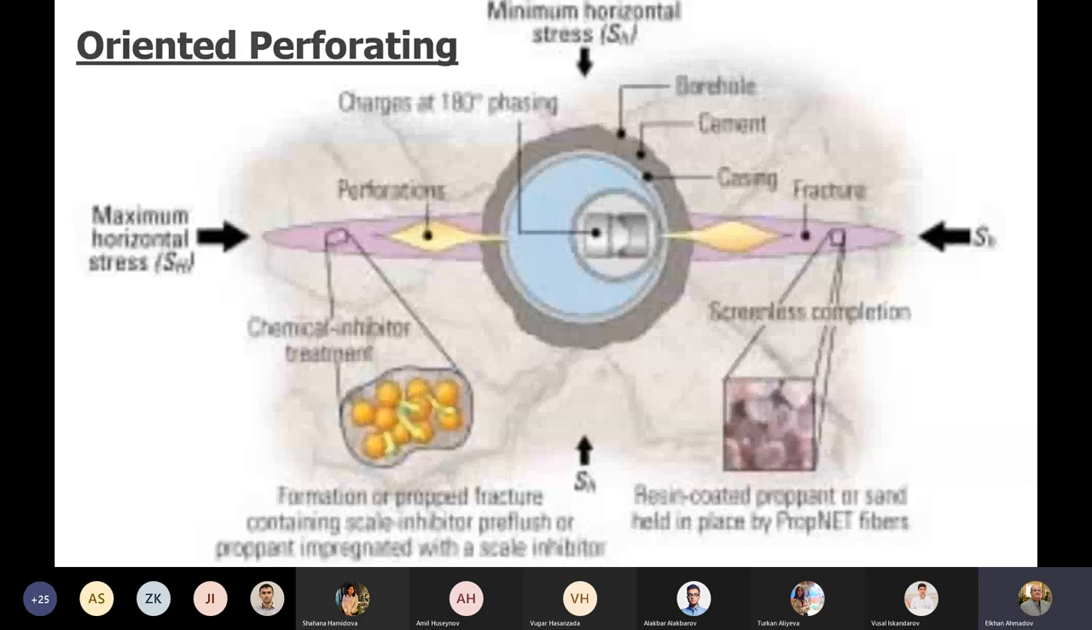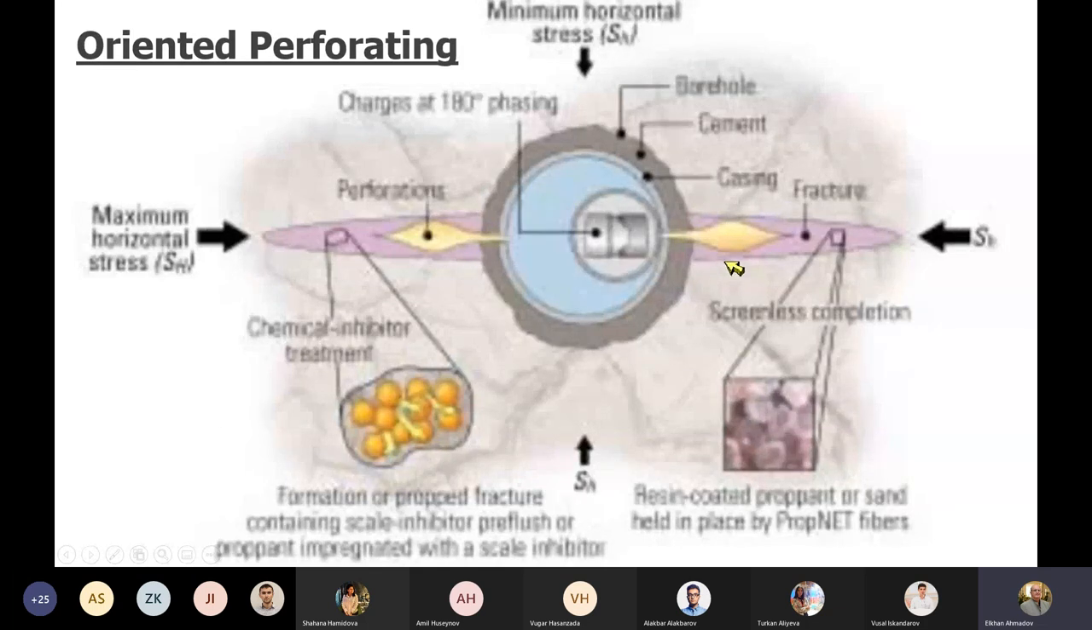Oriented perforating is about perforating in the direction of maximum horizontal stress. What are the advantages of this? We perforate in a direction that provides longer penetration, and then, having applied high pressure, we can do some fracturing, and that will provide better reservoir exposure, and subsequently we will have more production with lower drawdown.